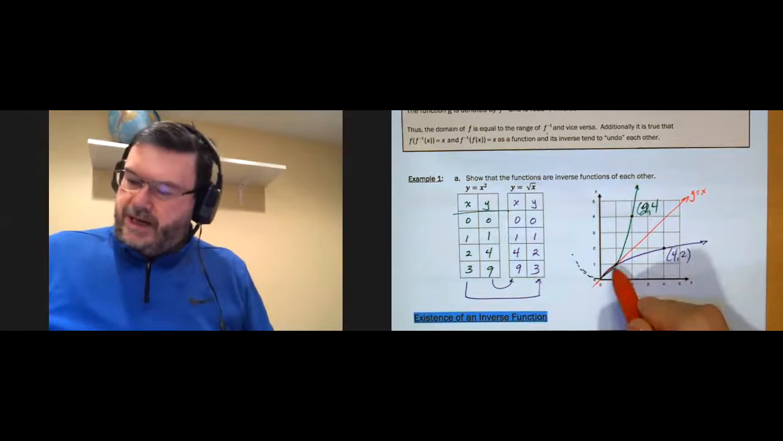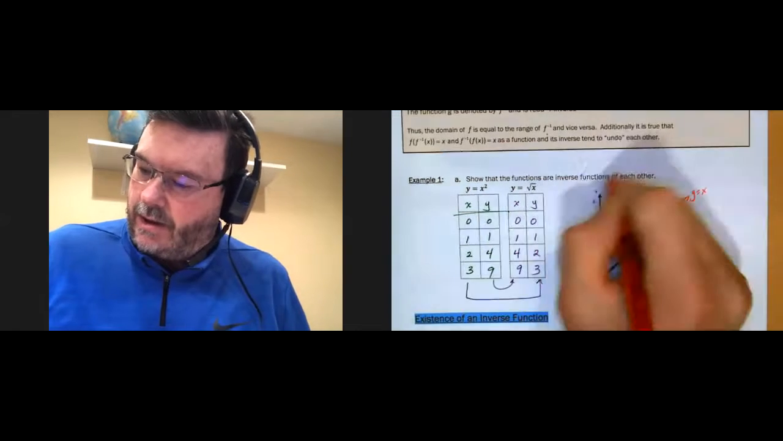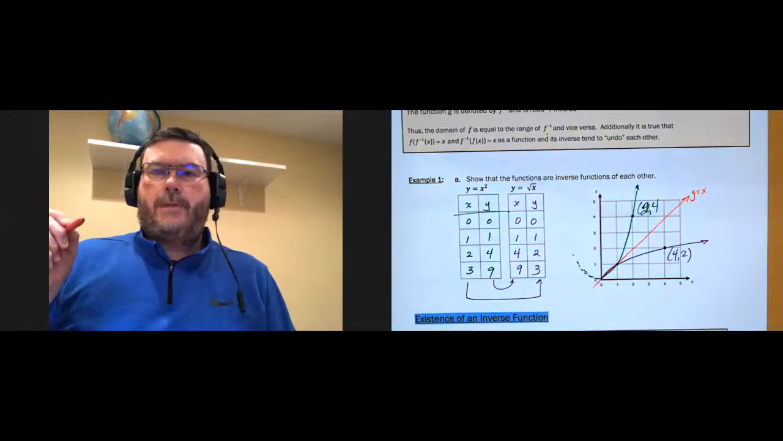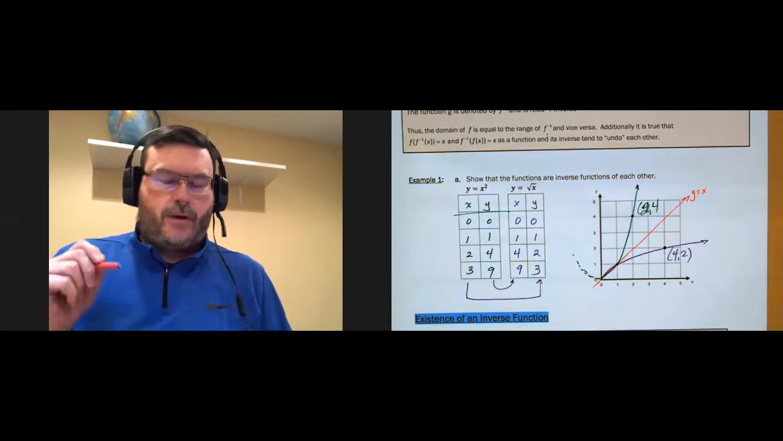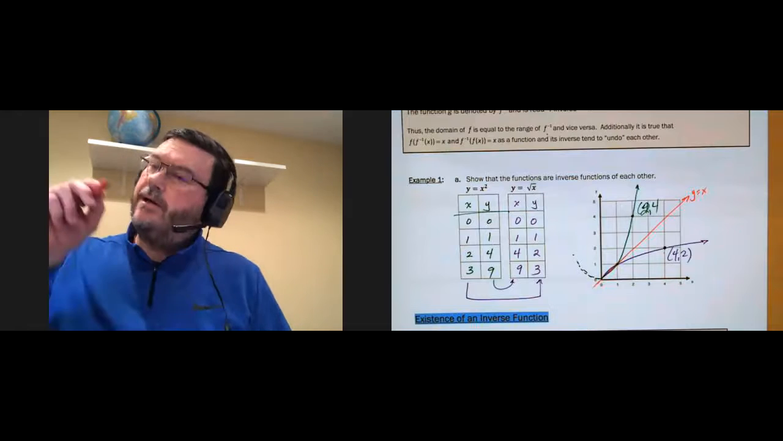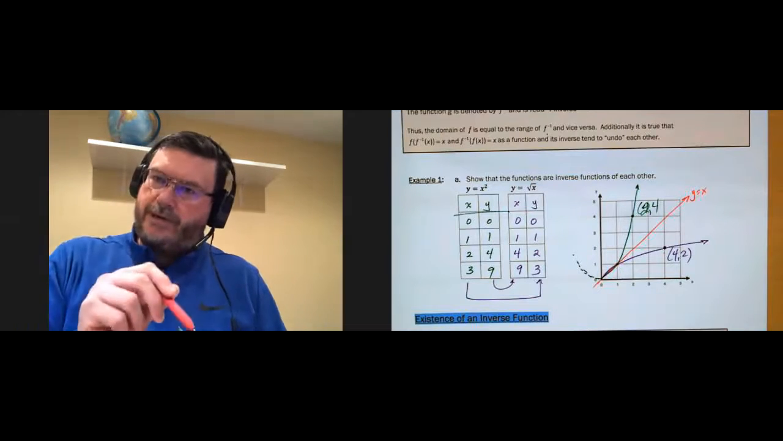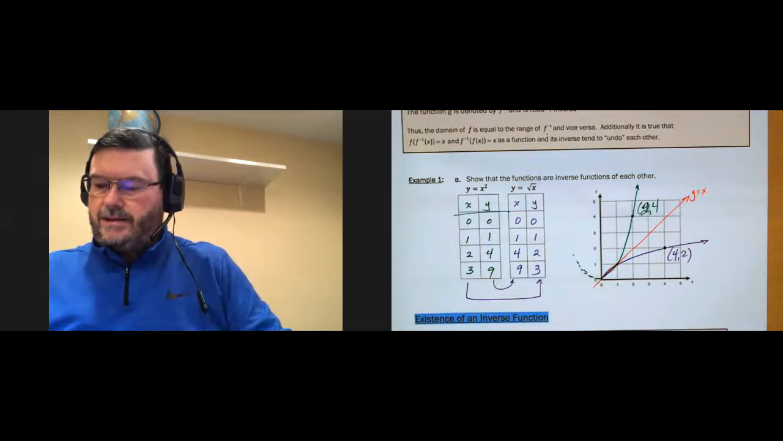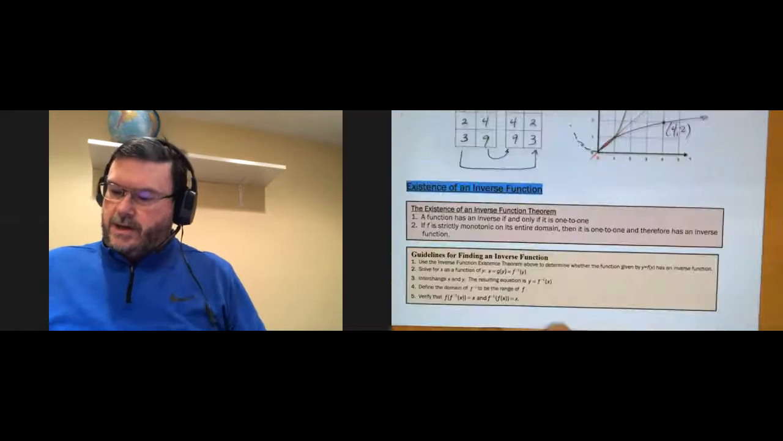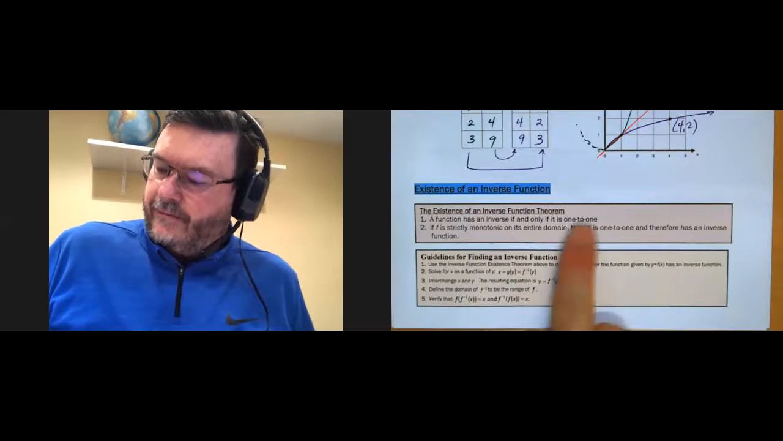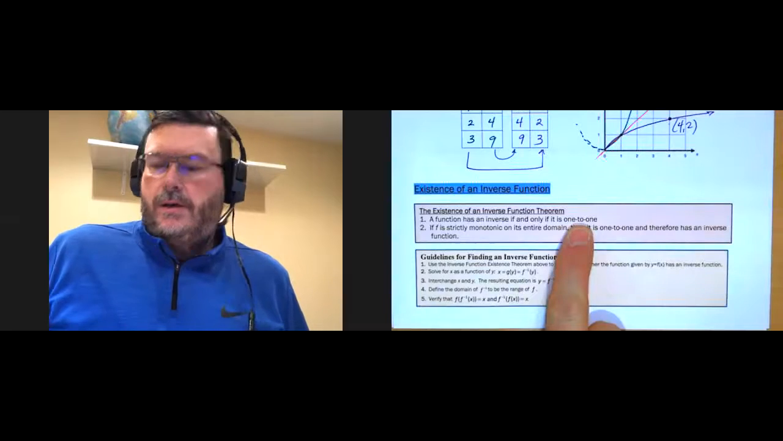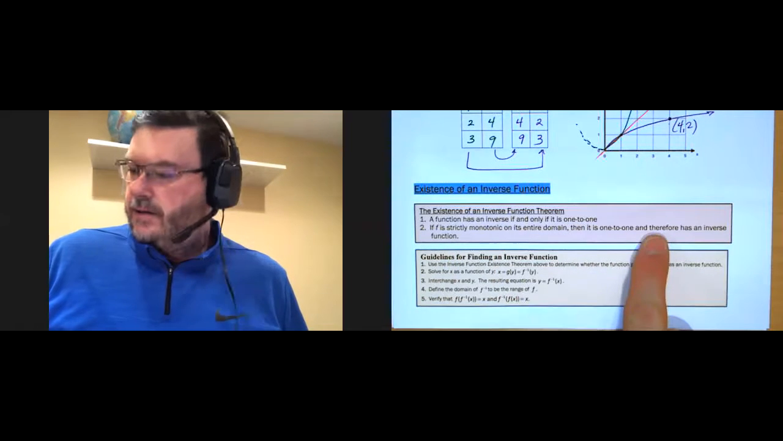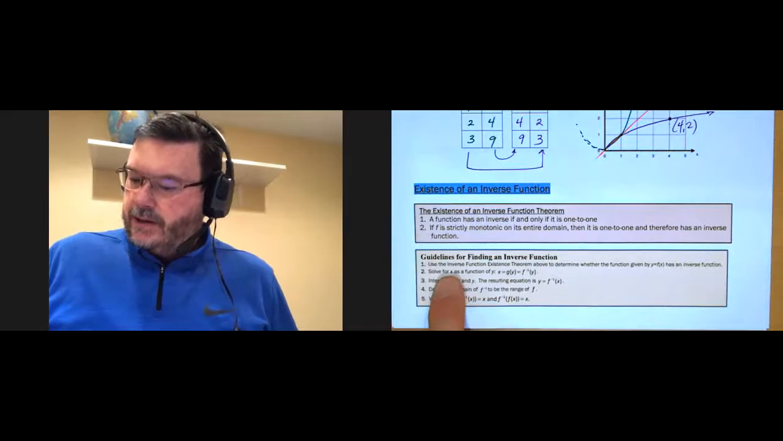Now, the inverse has to be 1 to 1, which means it has to pass the horizontal line test. A function has to pass the vertical, and an inverse has to pass the horizontal. Okay, so that's where we get inverse functions. So a function has an inverse if and only if it is 1 to 1. It's monotonic, which means it's continuous over the entire domain, and therefore has an inverse.